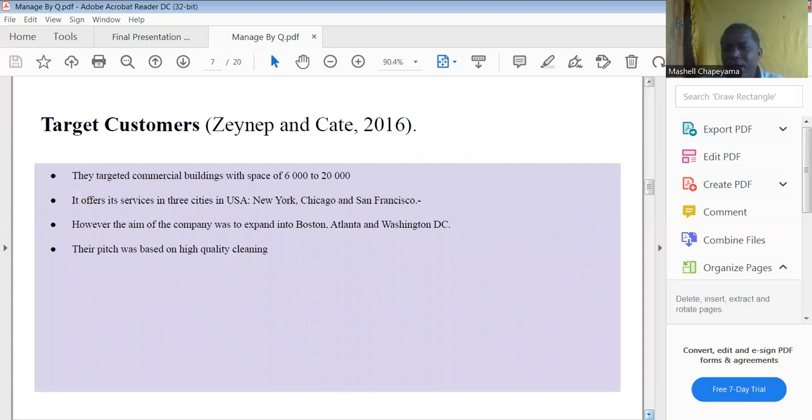Right, what are its target customers? Managed by Q targets medium companies with about 6,000 to 20,000 square meters, right? And with employees of between 50 and 150, right? And it focuses on 3 cities in the USA, which are New York, Chicago, and San Francisco. And it has plans to increase the number of cities which it offers service to, cities such as Boston, Atlanta, and Washington, D.C.